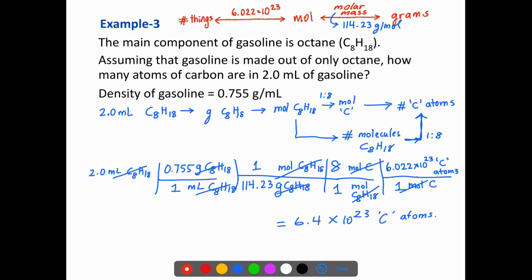All right, so as you can see here, basically what we have done is connected a bunch of units. This essentially boils down to a unit conversion problem, and you should know these conversion factors, okay? Practice is going to help you navigate through mole concept.